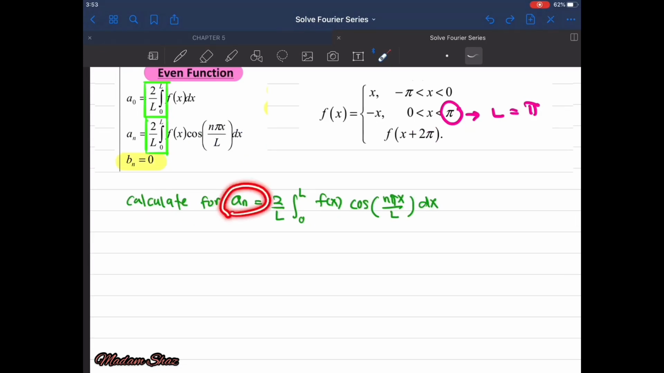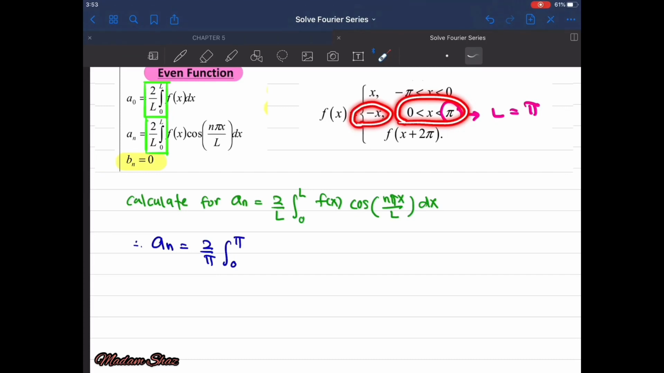So now calculate for the an is equal to 2 over L integrate from 0 until L, f(x) multiplied with the cos. So your L is equal to pi, so we have to substitute the value of L. An is equal to 2 over pi integrate from 0 until pi. The same thing, you have to refer to the limit here. You want to integrate from 0 until pi. The given function for 0 until pi is f(x) is equal to negative x. So we substitute f(x) become negative x. Negative x multiplied with the cos of n pi x over L. So you have to substitute your L here become pi: cos of n pi x over pi.